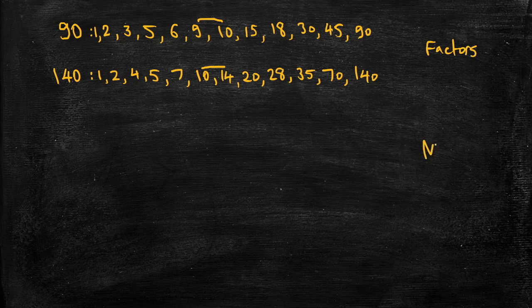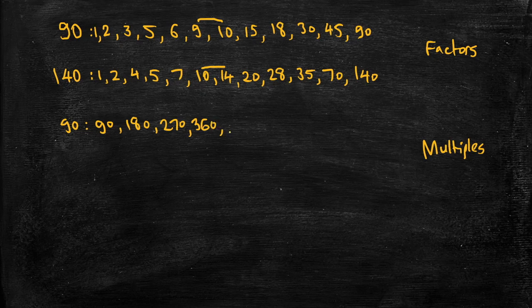How about multiples? So multiples of 90, well, 90 itself, 180, 270, 360, and we could just keep going. And then for 140, we got 140 itself, 280, let's see, 420, and then 560, and again we can just keep going. So those are the multiples.